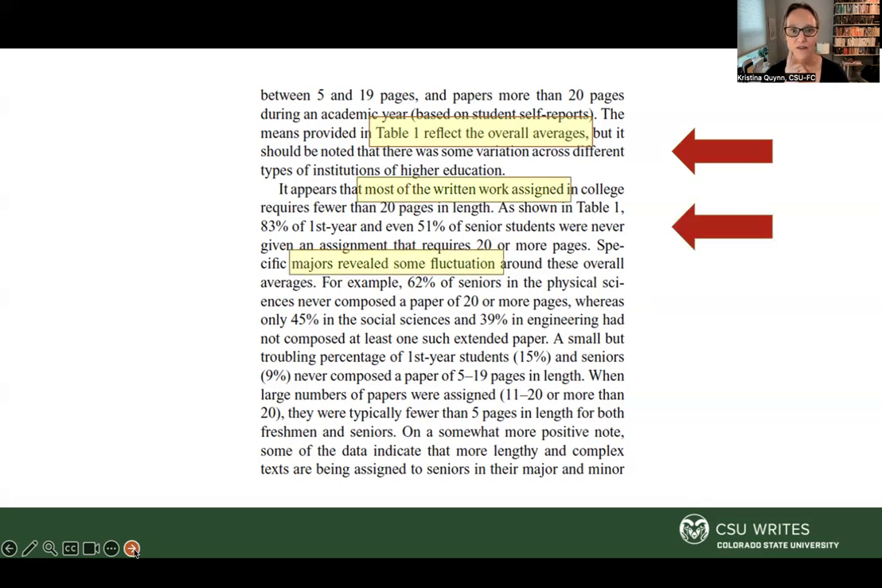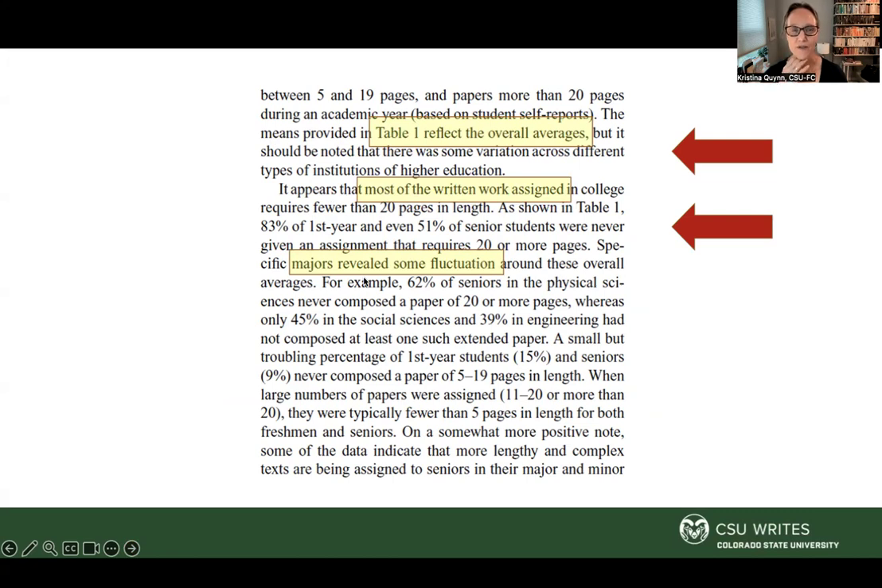Specific majors revealed some fluctuation. All right. So what you see is that most of the work assigned in college, they give us a description of what that is. They point our eye to some very clear numbers in the table. And then they say specific majors revealed some fluctuation around these overall averages. So we also know, just like we did with the types of institutions, that there's some variation. They also note that there's going to be some change among majors.